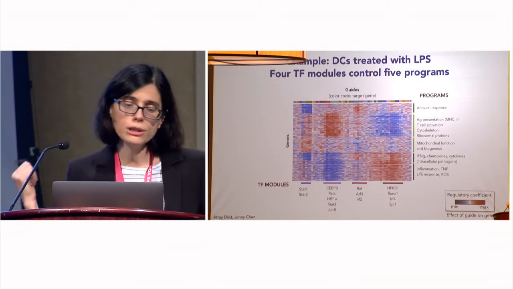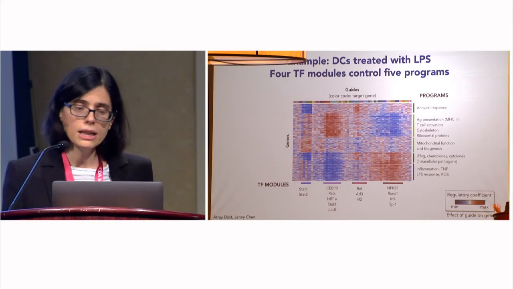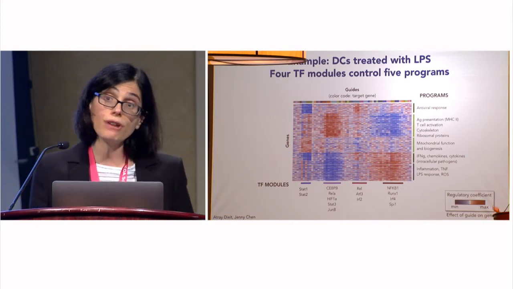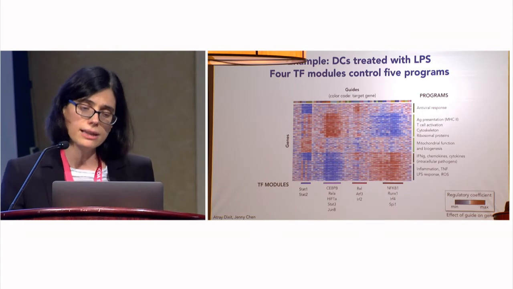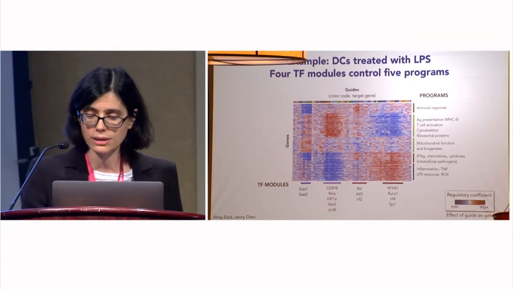This is a screen in primary immune cells called dendritic cells with LPS, and we see beautiful structure both in the affected genes across the perturbations and in the factors, in this case transcription factors that we modulated.